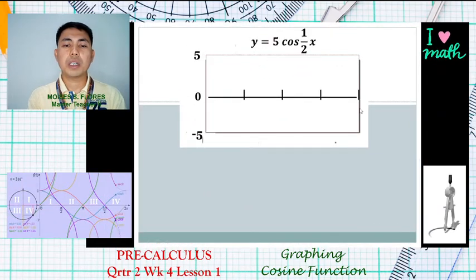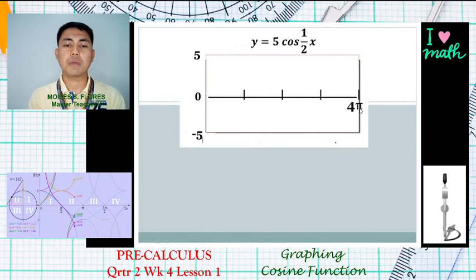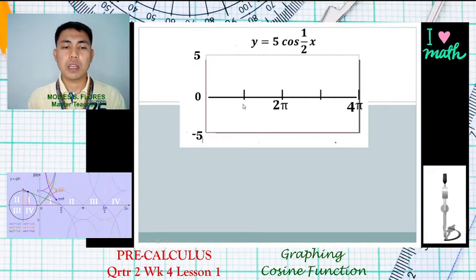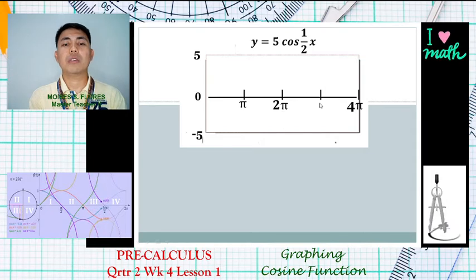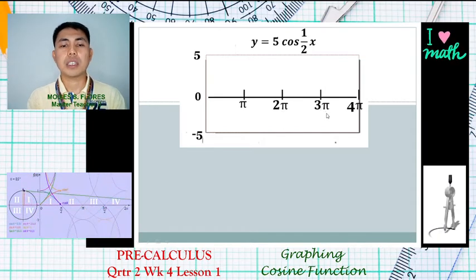So our one period again, consisting of 4 equal parts, is simply 4 pi. Divide this into 4, divided by 2, 2 pi, divided by 2, it's simply pi. So pi plus 2 pi on this interval is simply 3 pi. Yes, there you have it.